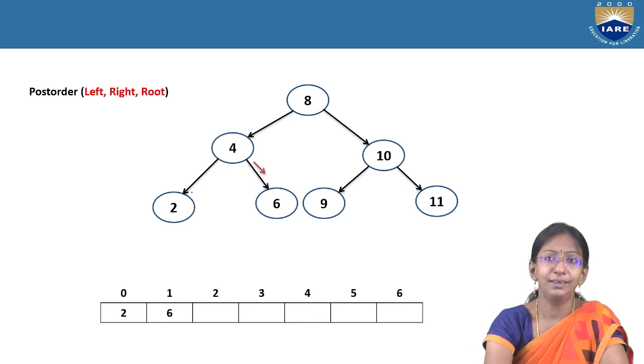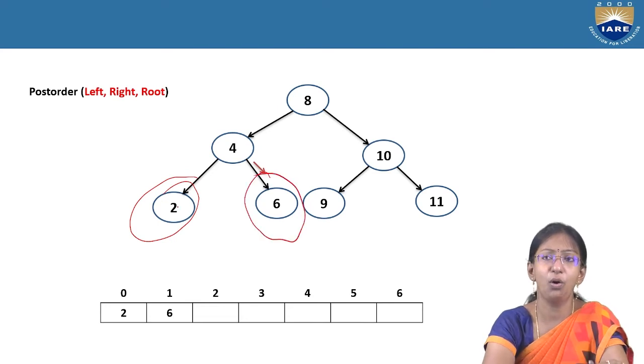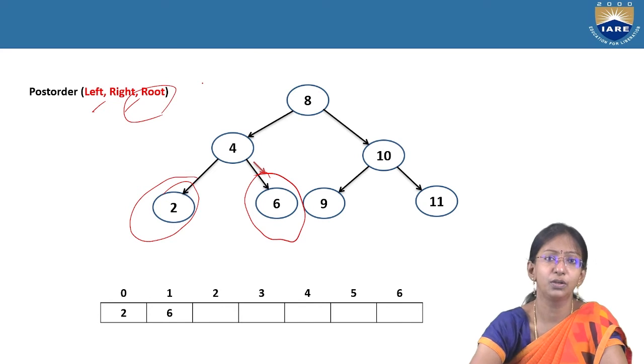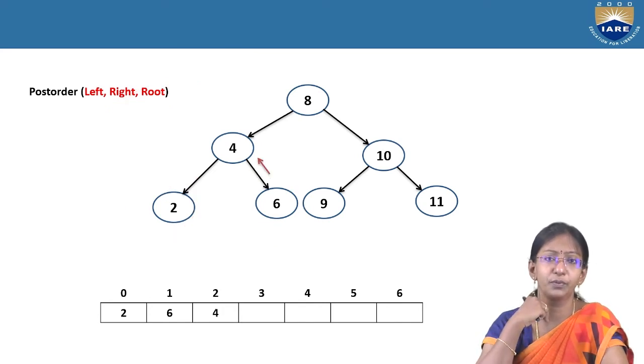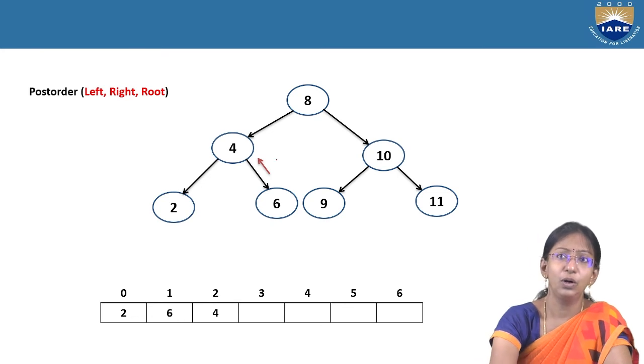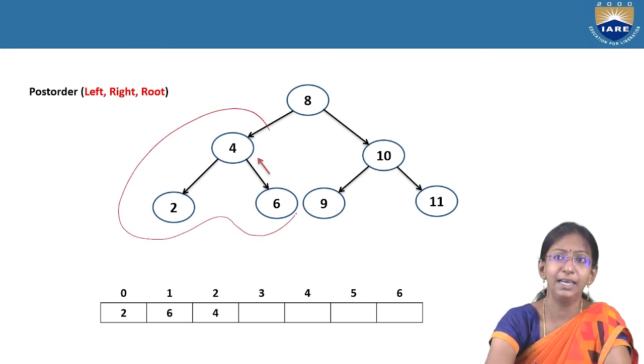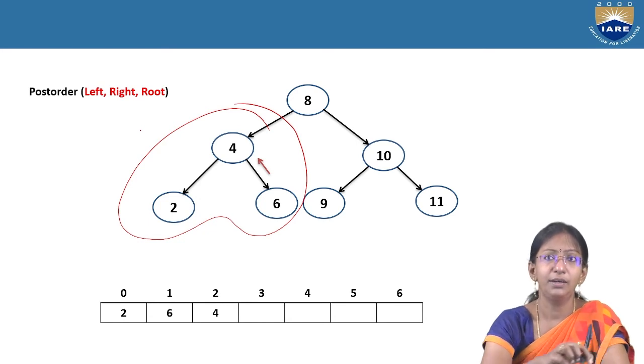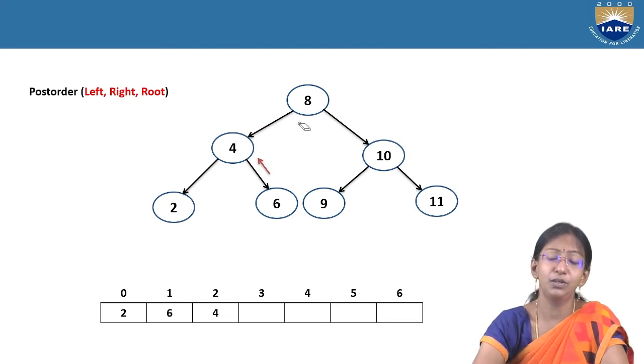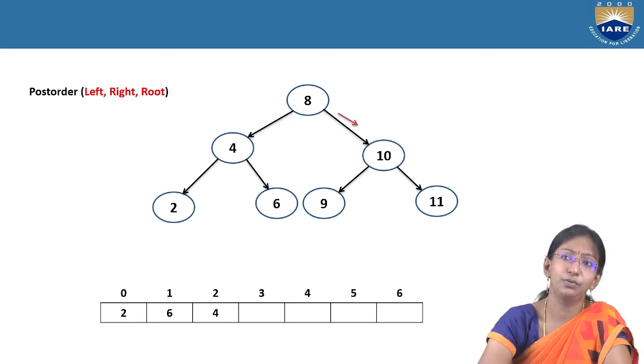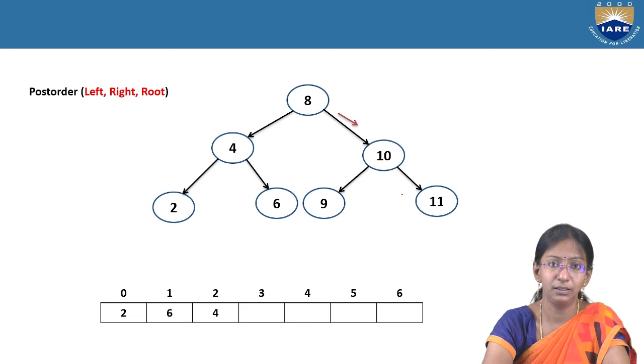Traveling towards the left subtree as well as the right subtree of 4 is done. So what it is saying: if left is done and right is done, go with the root. So print the root. Now the left of 8, as a whole, is done. So now let's travel towards the right of it. When we travel towards the right, you can see that it is headed by 10.